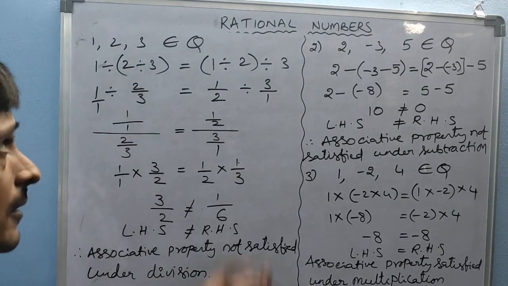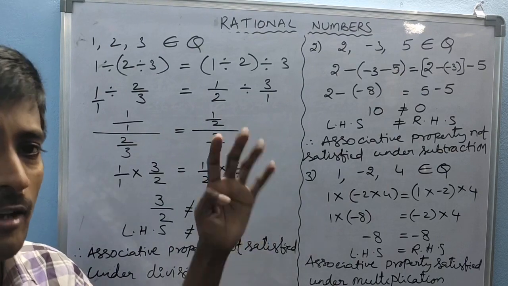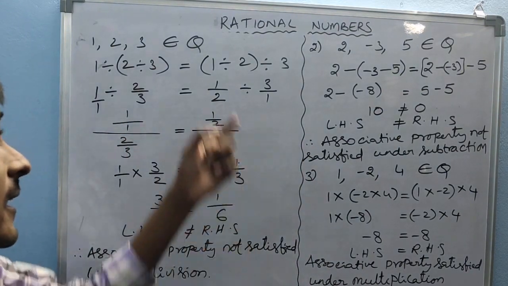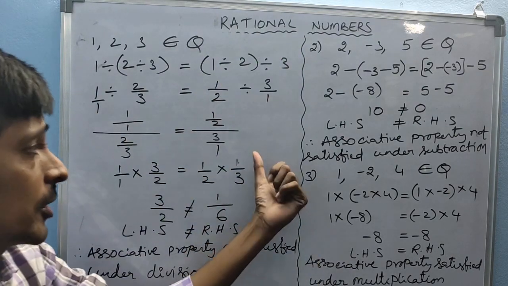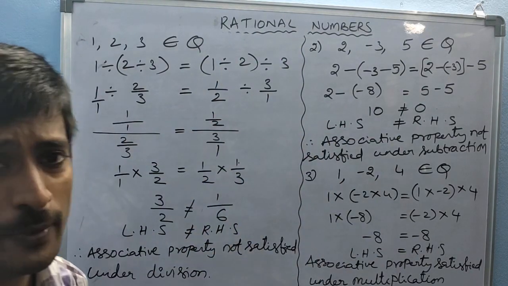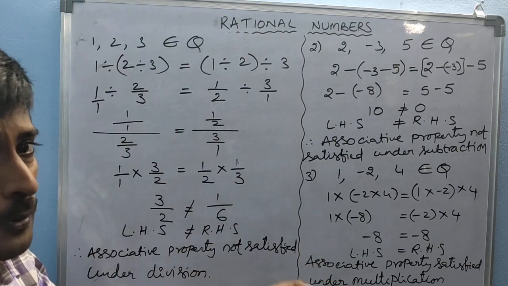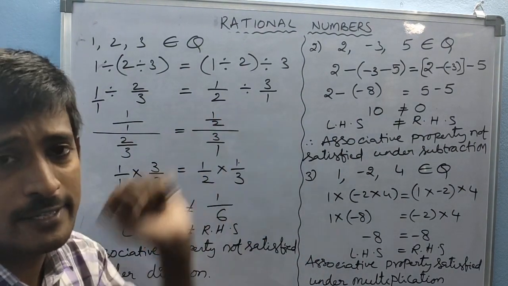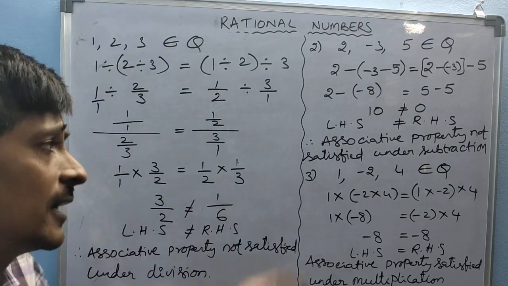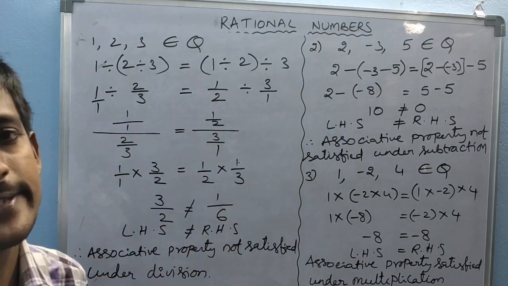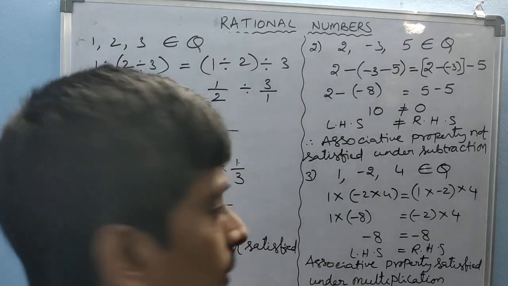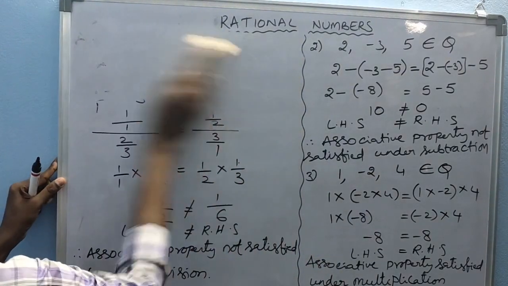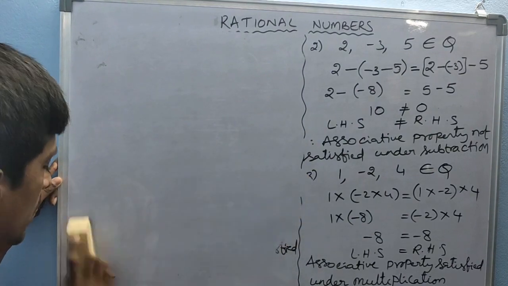Same like that, closure property is satisfied under all four fundamental operations, but commutative property and associative property, both properties are satisfied under multiplication and addition only, not satisfied in subtraction and division. Okay, this is the associative property. The next one is identity.